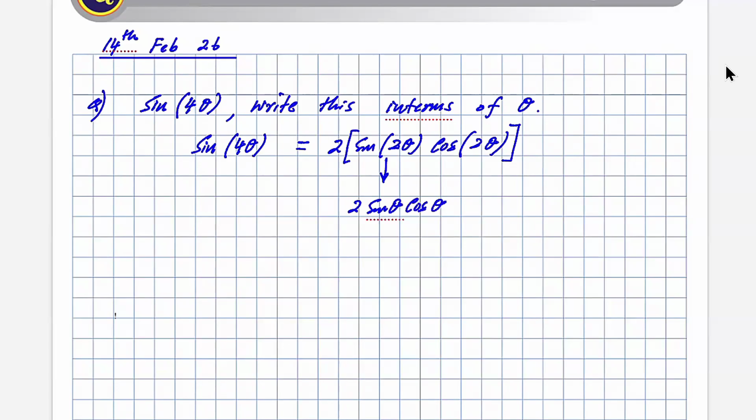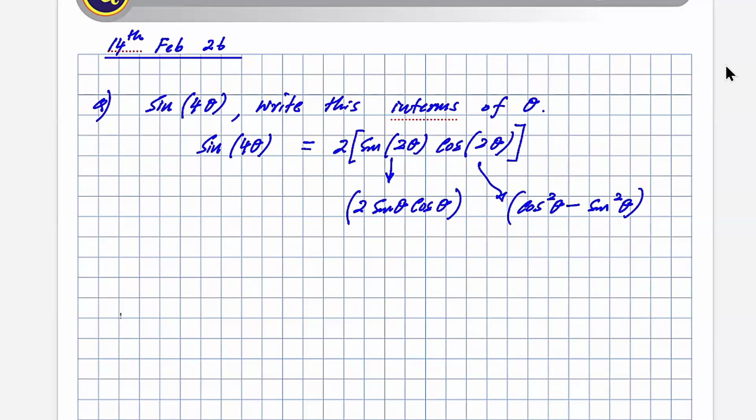Cos 2 theta. Cos square theta minus sin square theta. Then you write it this way. Okay. Good.